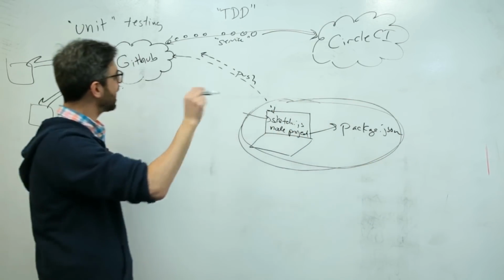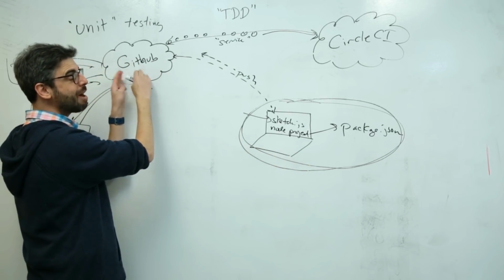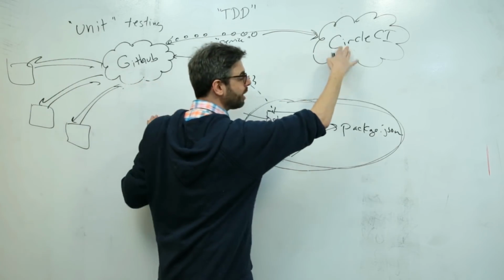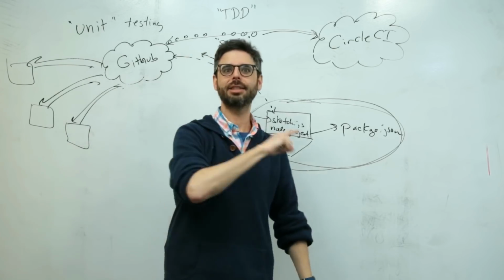So the next thing I need to do is send this project up to GitHub and then figure out a way to allow anybody contributing to it to have the tests automatically run via CircleCI. Okay? So that's going to happen in the next video.